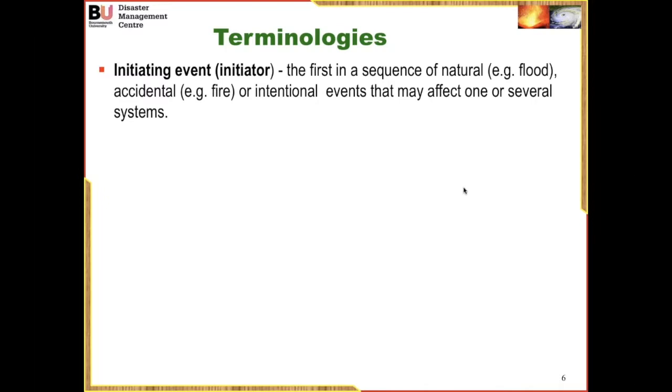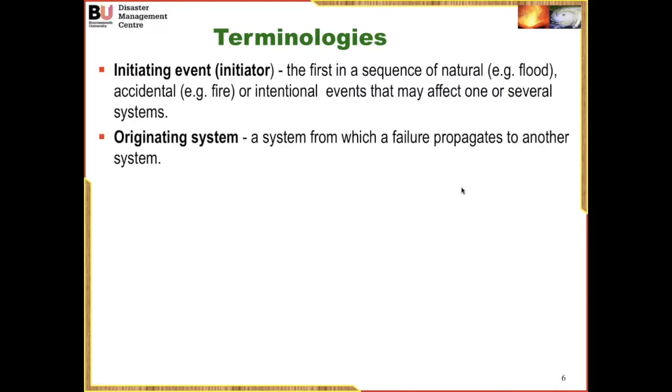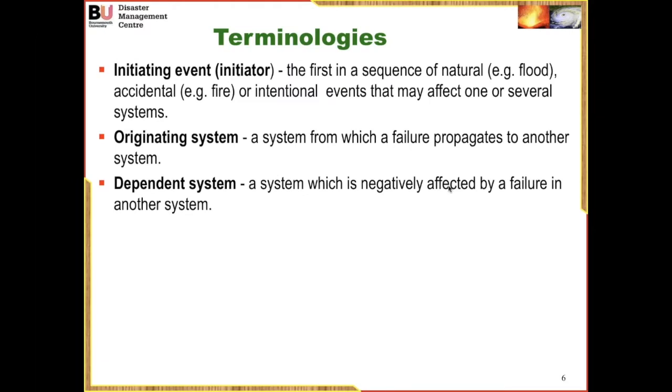So let's look at some of the key terminologies that are involved when we are talking about cascading disasters, especially in terms of systems. You have an initiating event or an initiator, which in this case is the first sequence of events that may happen. Maybe a flood may happen, we may have a fire that may happen maybe as a result of a burst gas pipe. You can also have what is known as the originating system. Where does the impact or the events actually originate? A system from which a failure propagates to other systems is known as the originating system. And of course, you may have different originating systems at the same time.